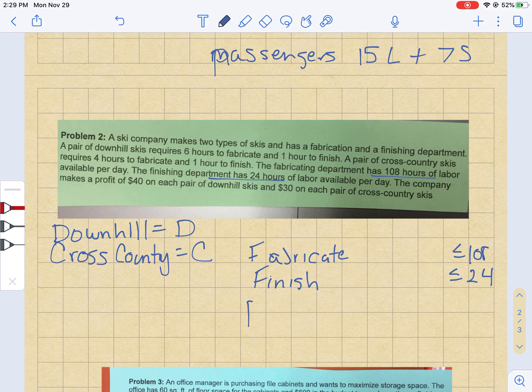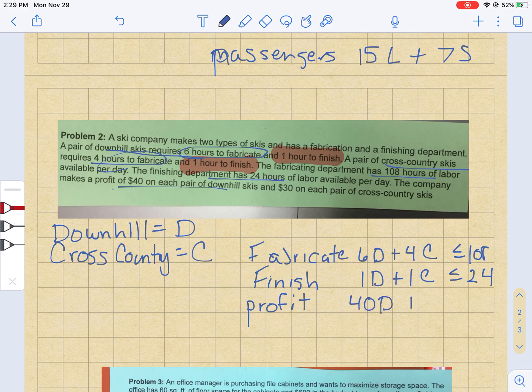And then there's a profit that they make. So let's see, fabricating. Downhill is 6 hours. Cross country is 4. So 6D plus 4C. And then we have finishing, so an hour for each of them. So 1D plus 1C. And then our profit here, 40 for D's plus 30 for cross-country.